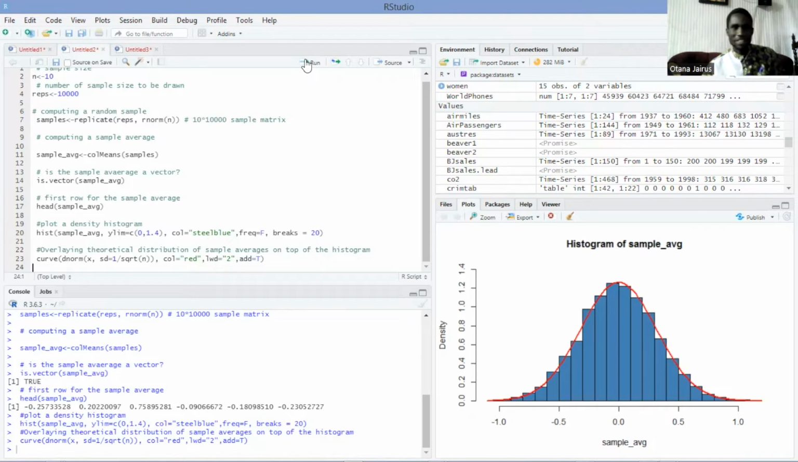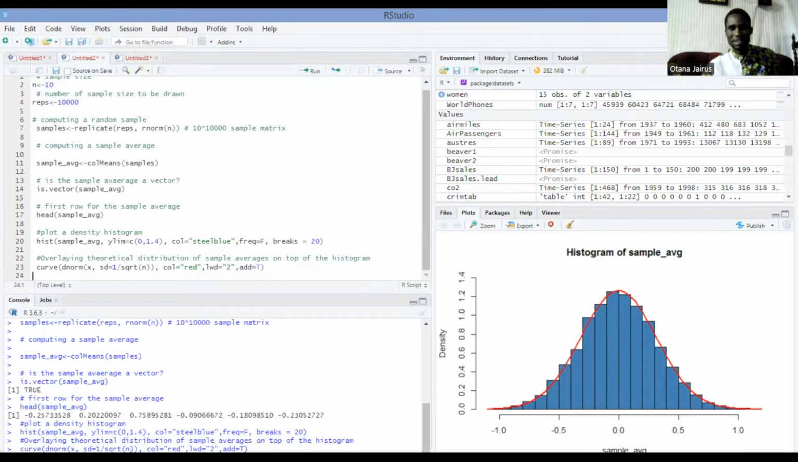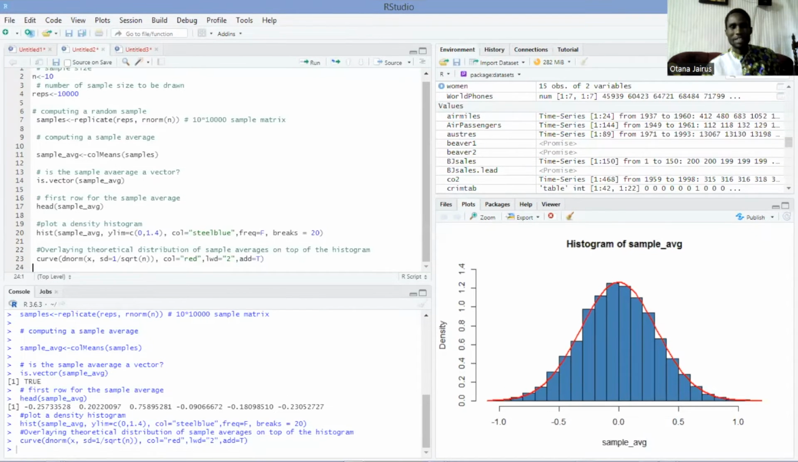So the density histogram is now shown. This one is our histogram for our sample average.